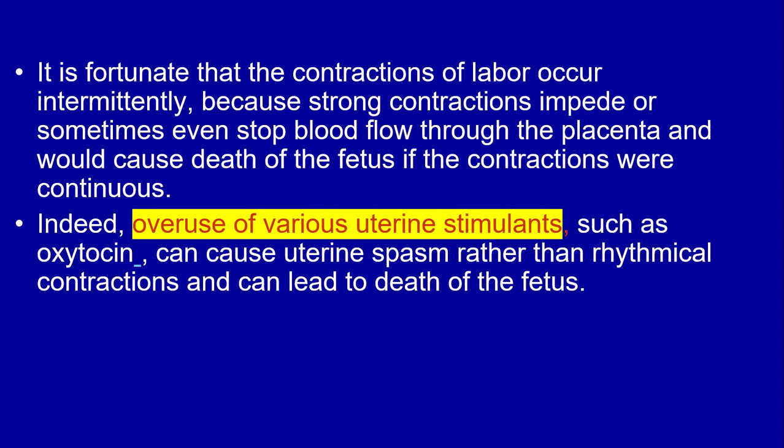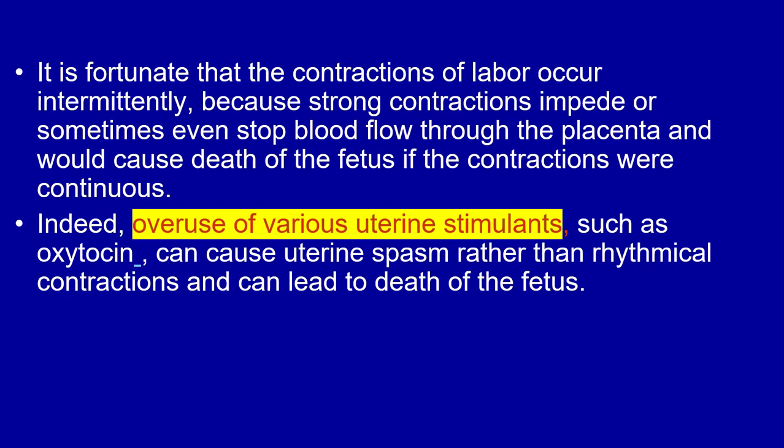It is fortunate that the contractions of labor occur intermittently, with gaps, because blood flow through the placenta would cause death of the fetus if the contraction were continuous. Due to contraction, the blood vessels of the placenta are compressed, and oxygen and nutrient supply to the baby is obstructed. So prolonged contraction of the uterus can cause death of the baby.